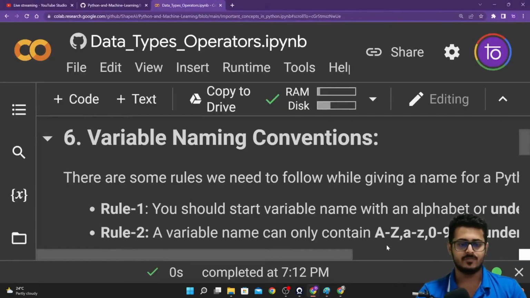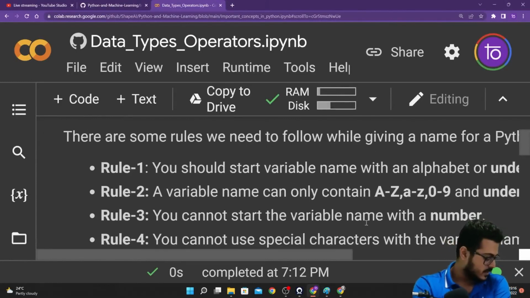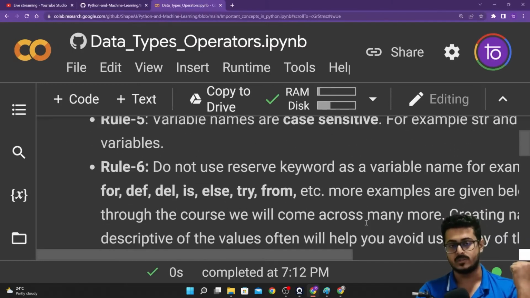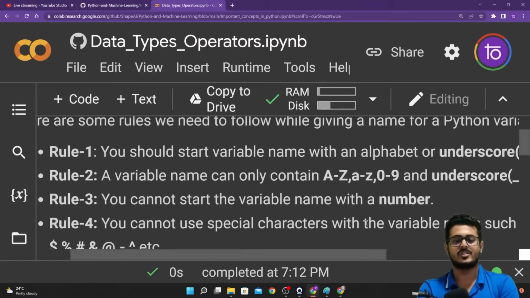So right over here, first we are going to learn about some of the rules that are there. There are these 5 to 6 rules that you need to familiarize yourself with while naming a variable. Rule 1 states that you should start a variable name with an alphabet or an underscore.